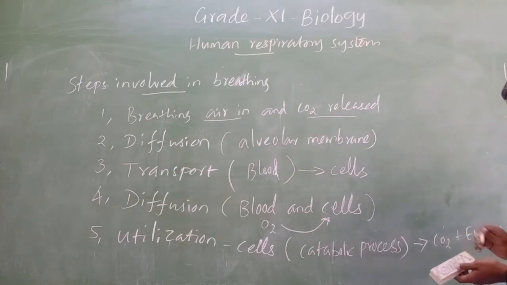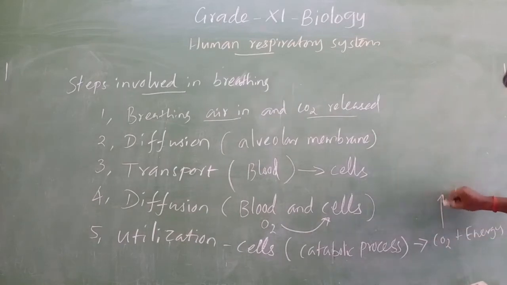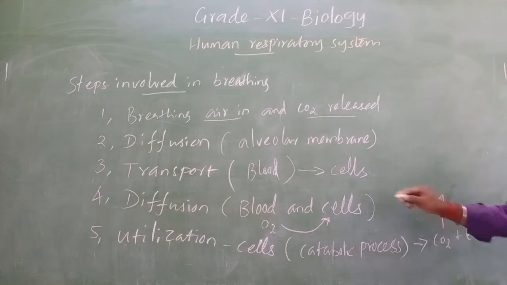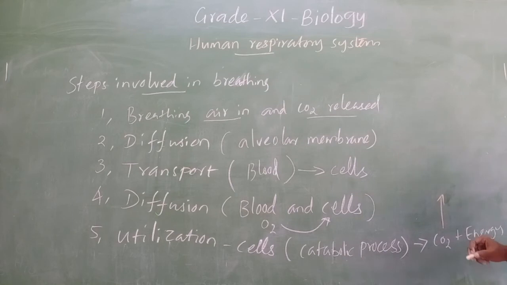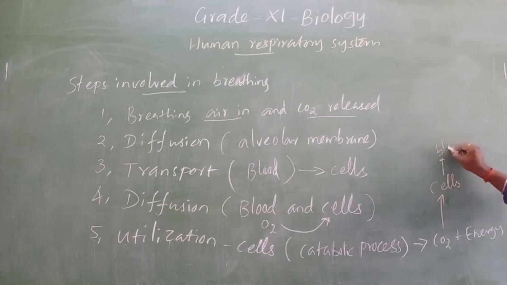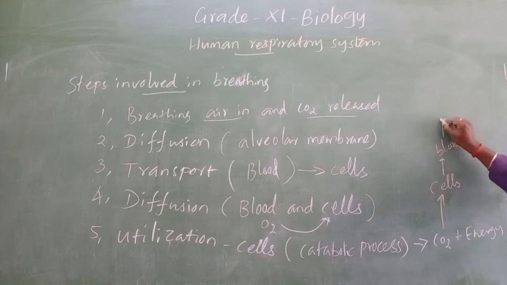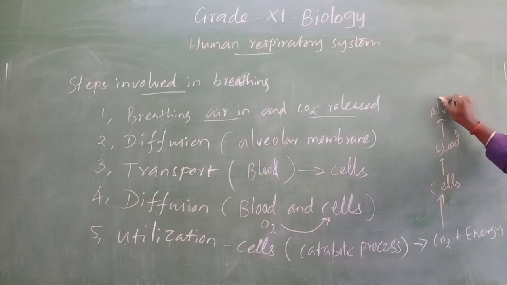The carbon dioxide, again the reverse process is happening. Carbon dioxide comes from the cells, then from the cells to blood, then blood to alveoli, then carbon dioxide is released.